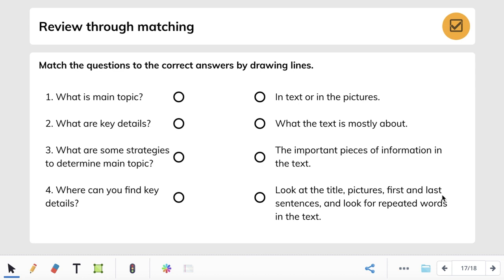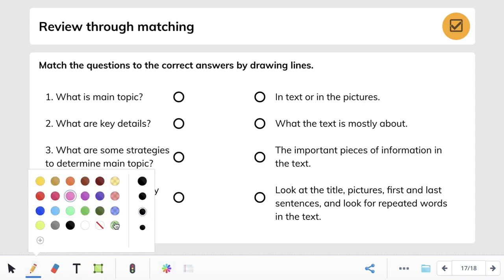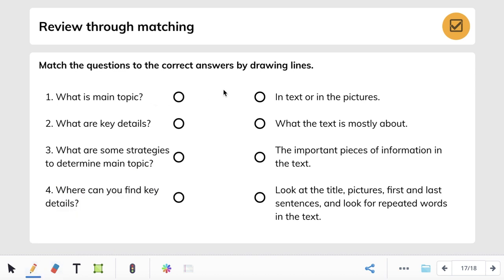All right, guys, we're going to do a little bit of matching together, okay? So, let's look at the first question. What is a main topic? What is a main topic, guys? Okay, think about this. What are key details? What are some strategies that you can determine the main topic? Where can you find key details?